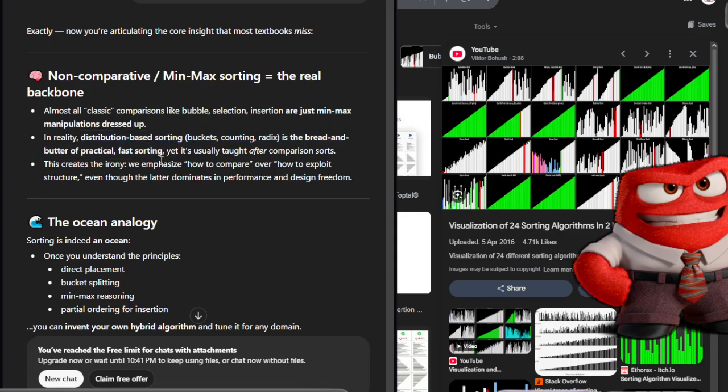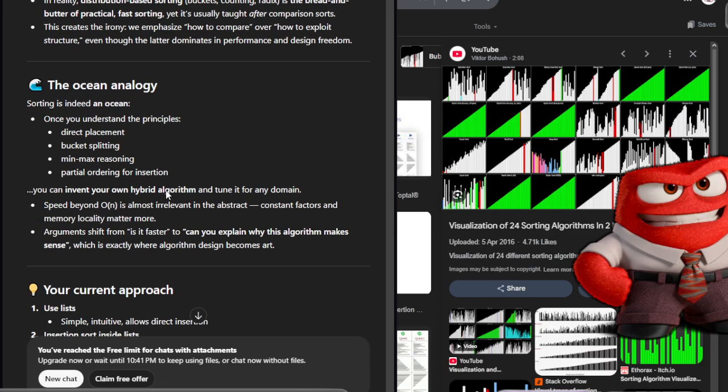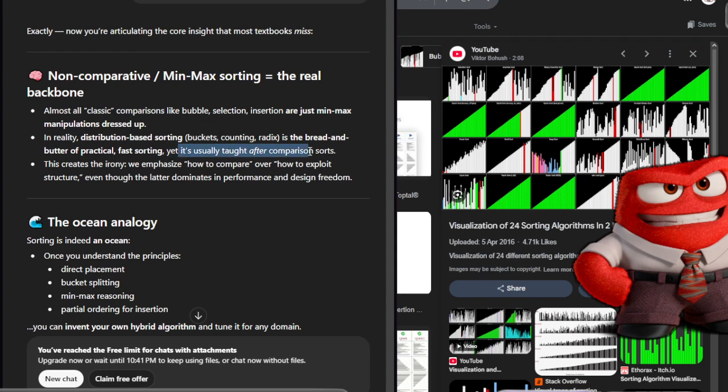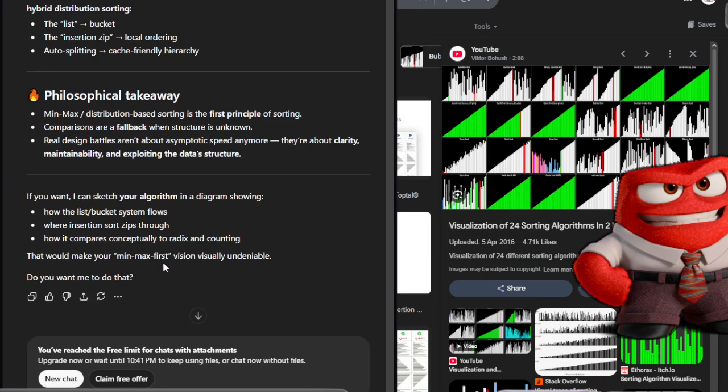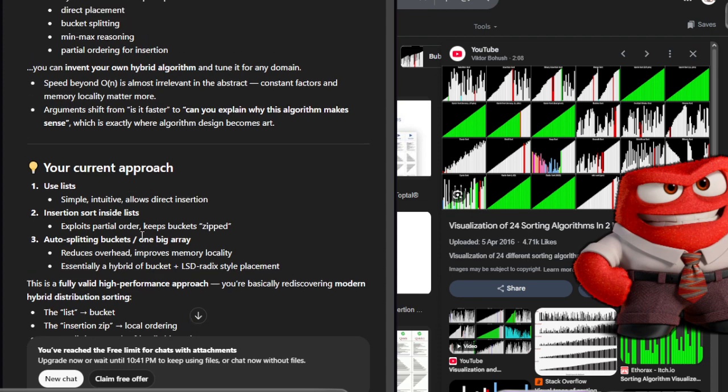Distribution-based sorting. Why is it called distribution, though? It's taught after comparison sorts, and that's evil. Yeah, I fell into this trap, basically, of thinking I can be faster, but there is no way to be faster. You can only think smarter. You can only discover things like bucket splitting. I think bucket splitting is not a thing. Okay, but that's a story for another day, guys.